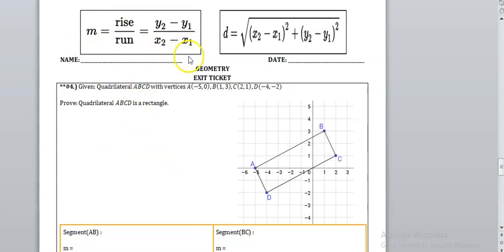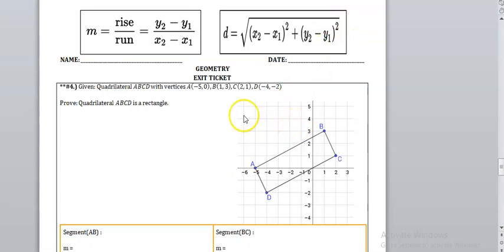Today to review and talk more about math. We're going to be focusing on finding the slope, which is rise over run, y2 minus y1 over x2 minus x1, and the distance formula. Right here we have the square root of x2 minus x1 squared plus y2 minus y1 squared.